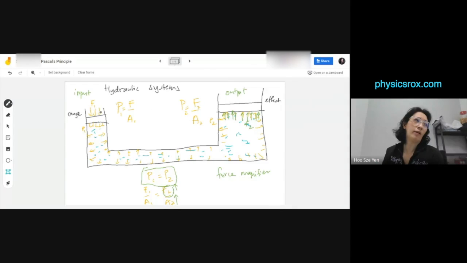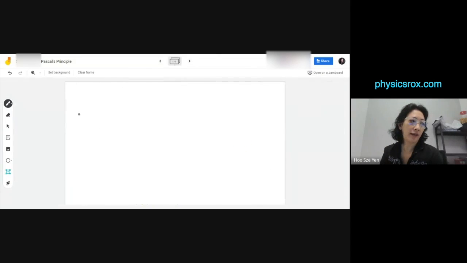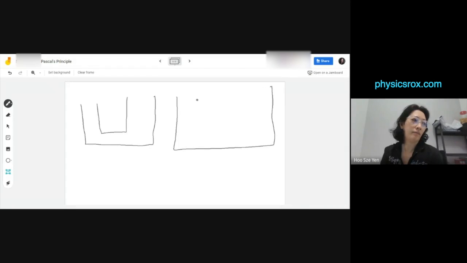Okay, so what happens is when you apply a certain force at the input, that creates a pressure, right? But the output area affects the output force. So if you have two systems, if you're on Jamboard with me, come to slide number 3. If you have a smaller area versus a larger area, let's say in this case the input is the same. Let's say this A1 is the same.